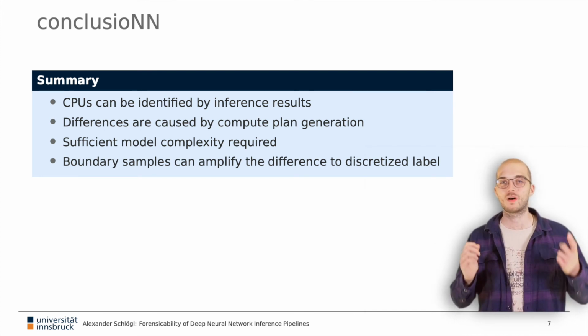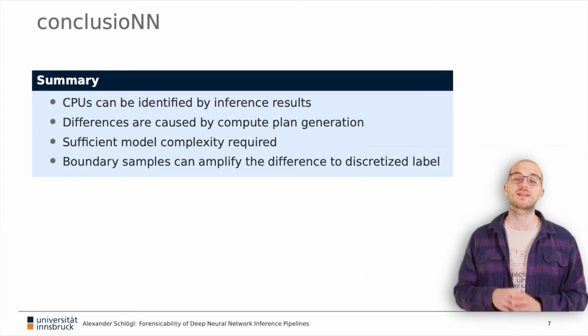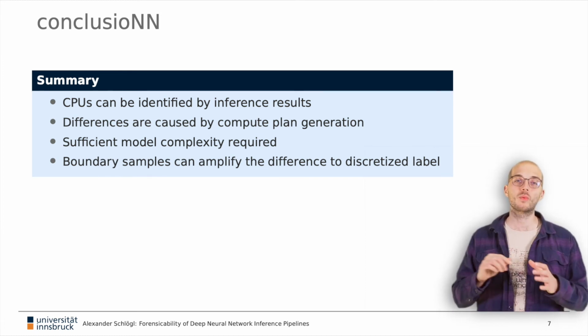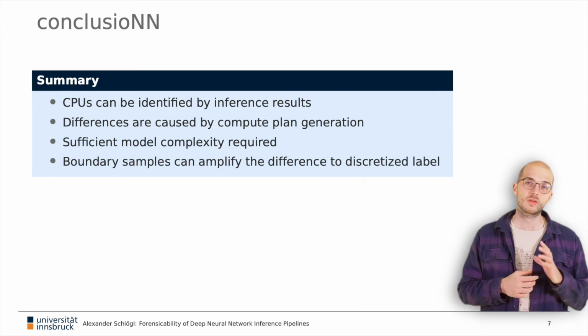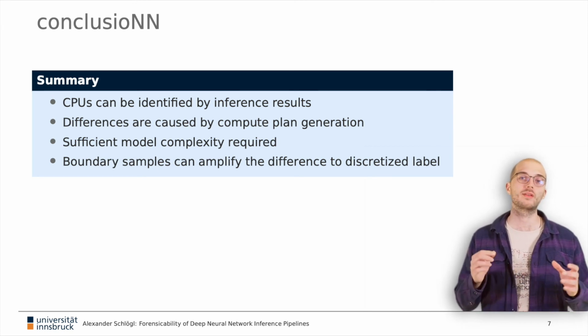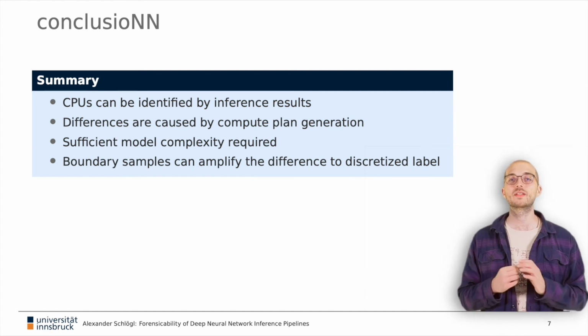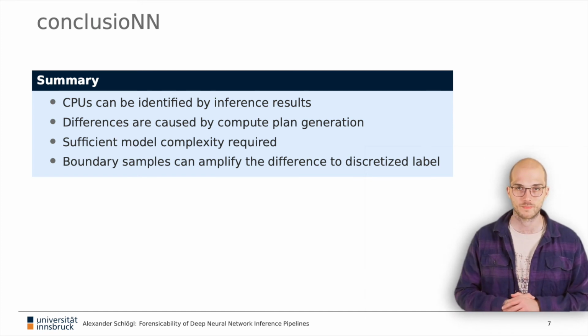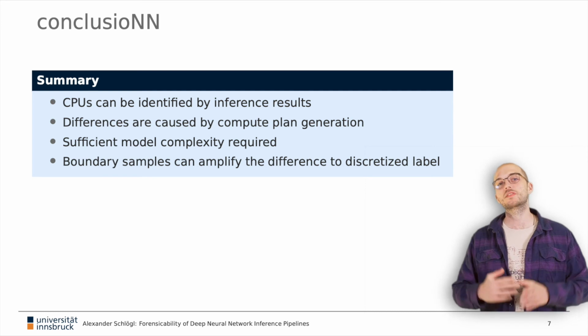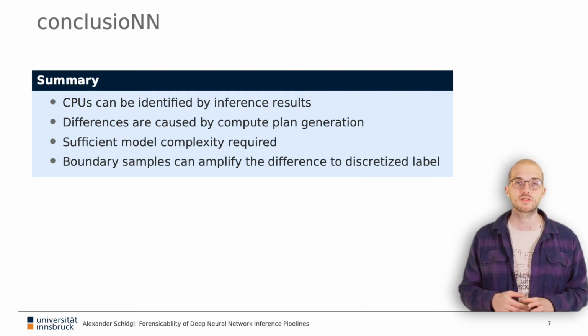We have shown that it is possible to leverage these differences and identify the used CPU with only the final prediction label. This observation also has implications for machine learning security, because with this knowledge we can craft adversarial samples that are misclassified only on some machines. As you can imagine, we only scratched the surface and many more open questions remain.